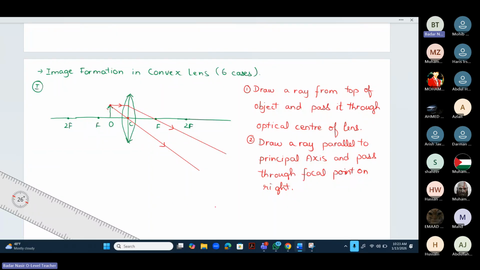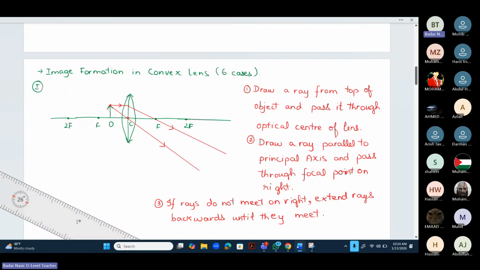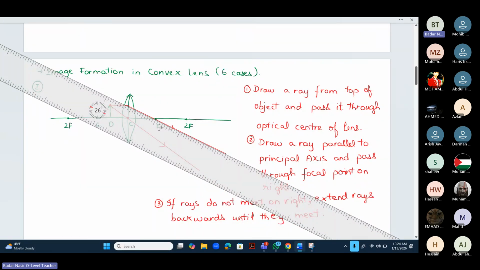So the third point is that if rays do not meet on the right, extend the rays backwards until they meet. Now let's extend these two rays in the backward direction. So I am going to draw.